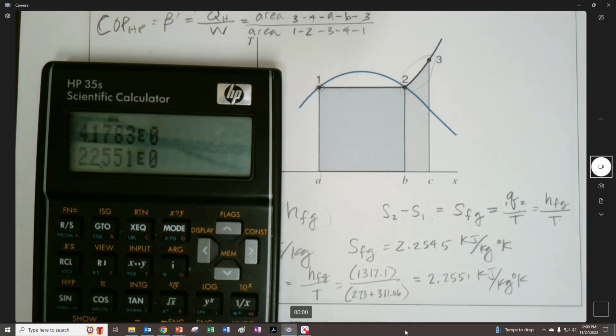So all of this is to try to get you used to the concepts of entropy, and of it being a property that could be useful to us in calculating the performance of thermodynamic processes and ultimately thermodynamic cycles.